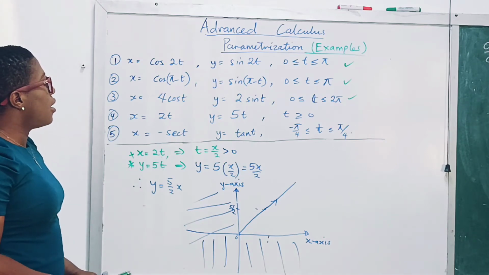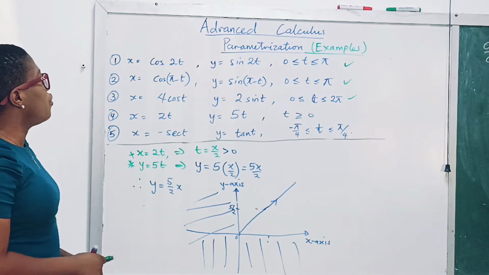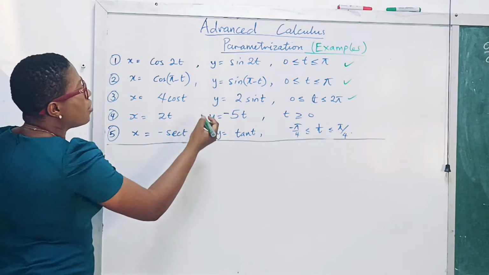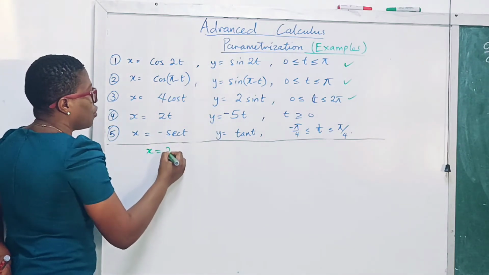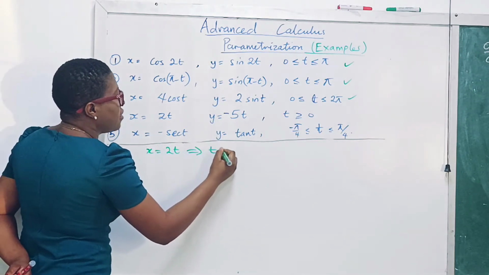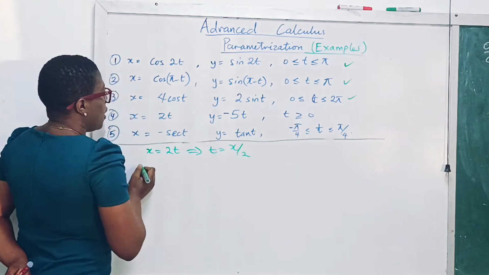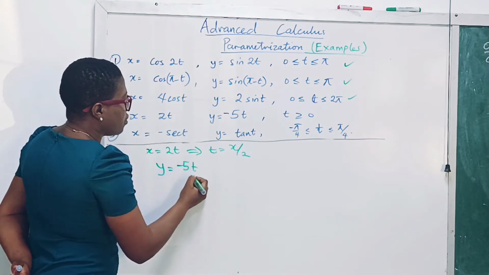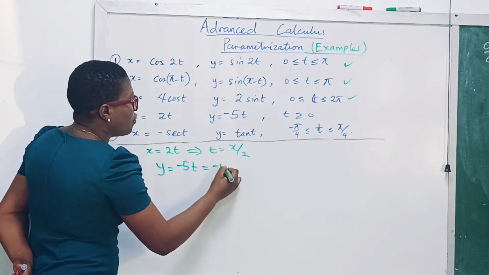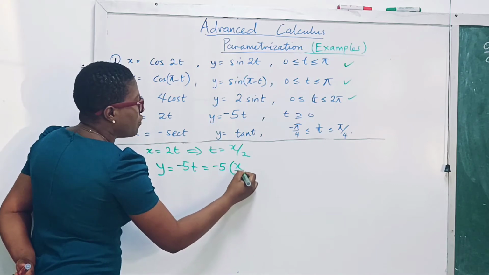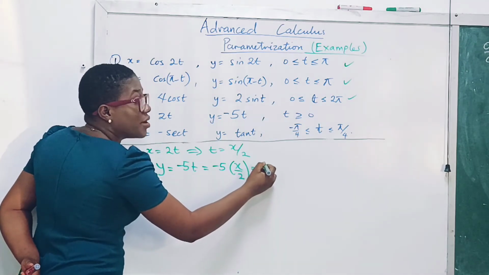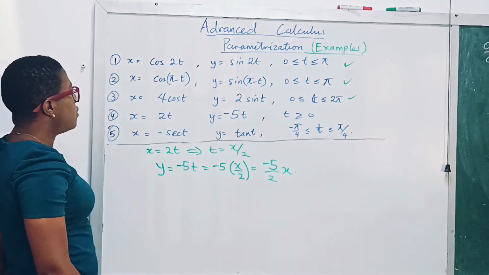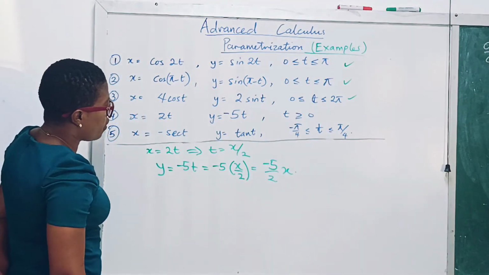So no cosine, no sine, no nothing. Can you imagine what would happen if this was minus 5t? If that was minus 5t, we have that x is equal to 2t, which implies that t is equal to x over 2. And then y, which is equal to minus 5t, is equal to minus 5 times x over 2, which is equal to minus 5 over 2 x.